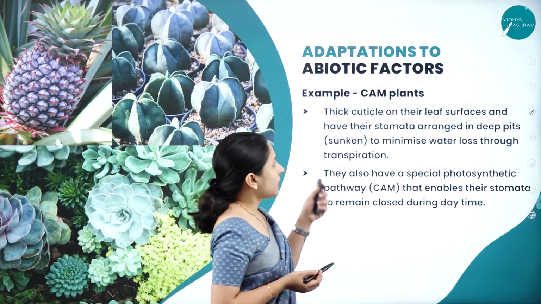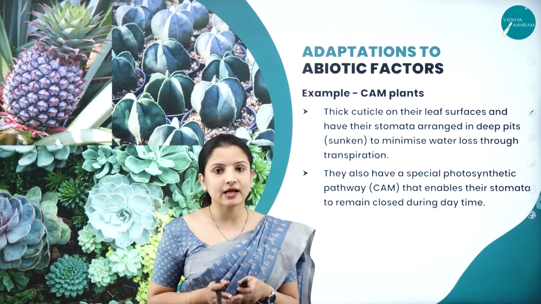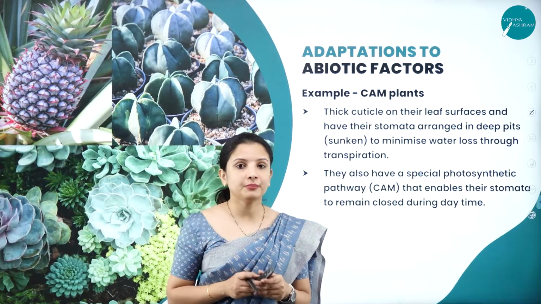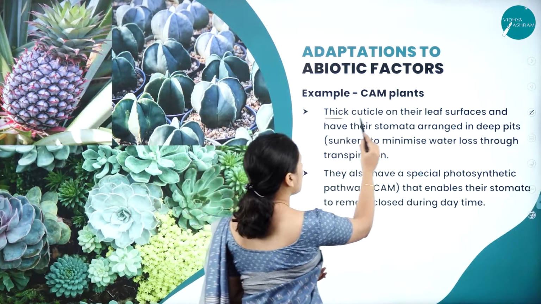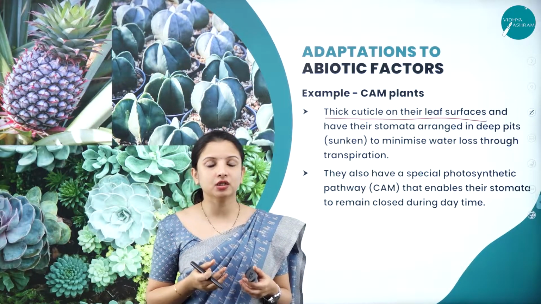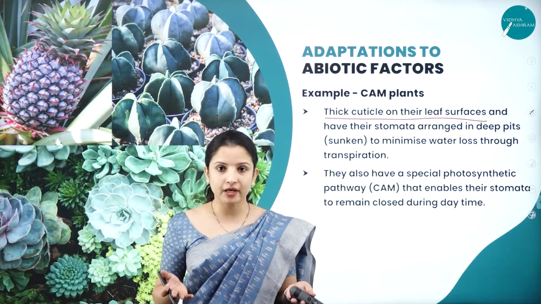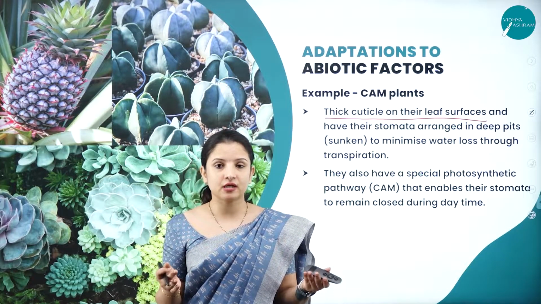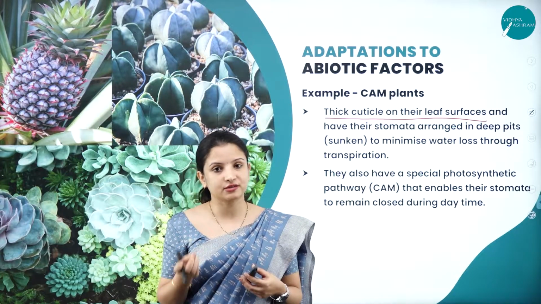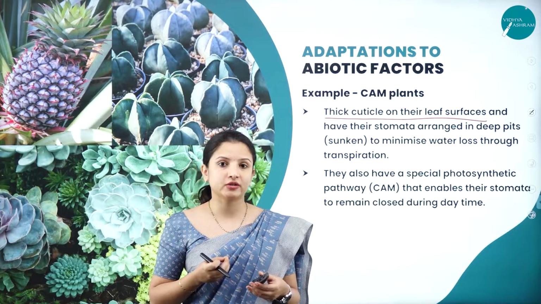Taking one more example, CAM plants. These are the crassulacean acid metabolism plants, right? We all know that CAM plants have a thick cuticle on their leaf surface, and because of the presence of the thick cuticle on the leaf surface, what happens? The stomata becomes sunken. The opening of stomata is very important if carbon dioxide gas has to enter into the plants. And now the question arises, why do they need carbon dioxide gas?